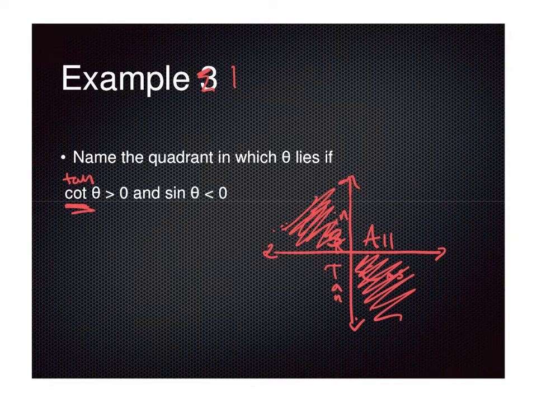Our second thing tells us that sine is less than 0. So is it saying that sine is positive or negative? Negative. So which one of these 2 is sine negative? Our third quadrant, where tangent is. Because it's not going to be in all, because then sine would be positive, because all of them are positive. So the only one left would be quadrant 3.